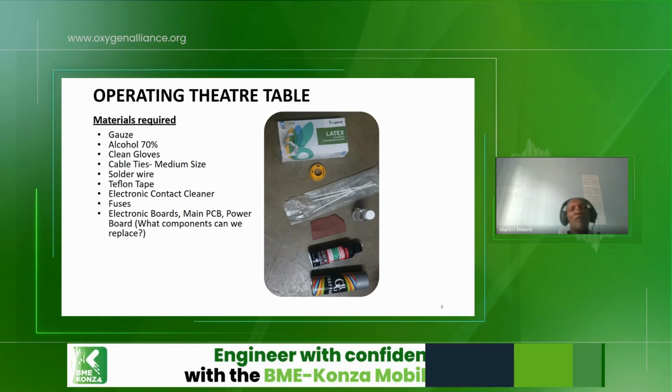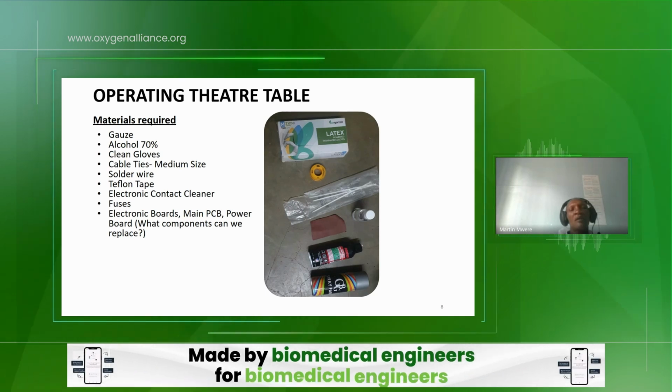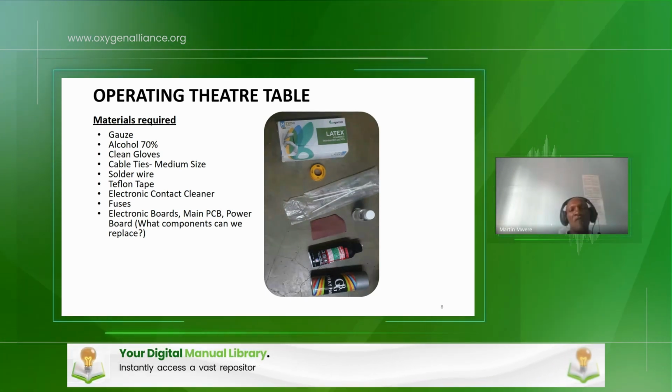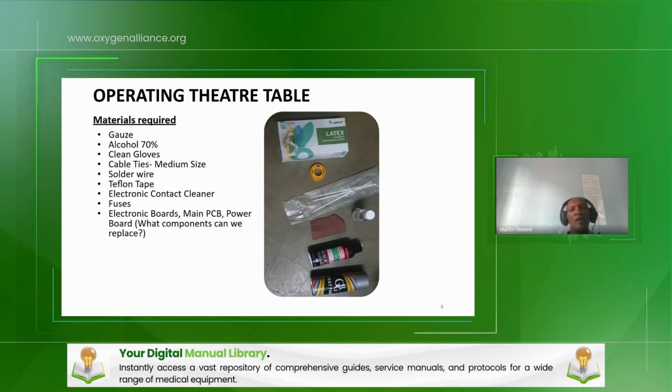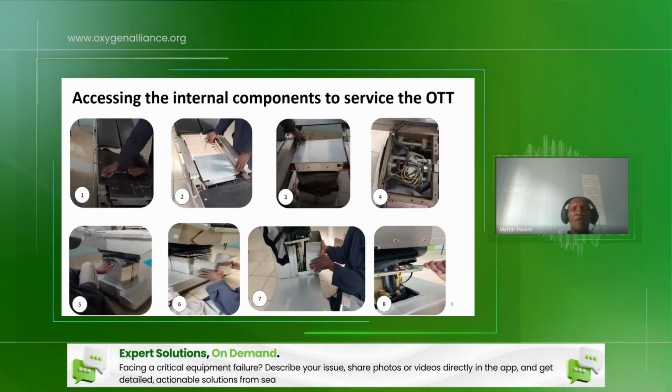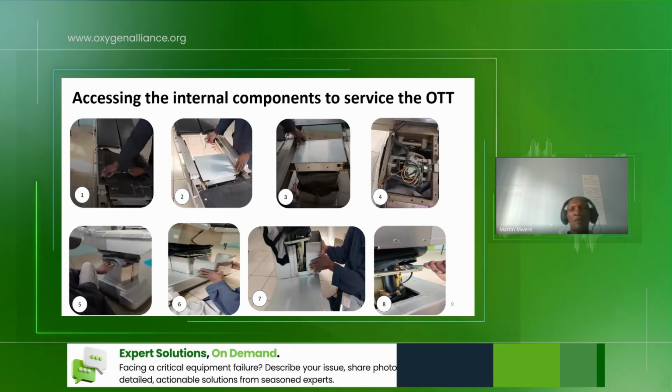You need to have the electronic boards. This operating theater table has two electronic boards. We have the main printed circuit board, and we have the power. Here we are accessing the internal components.